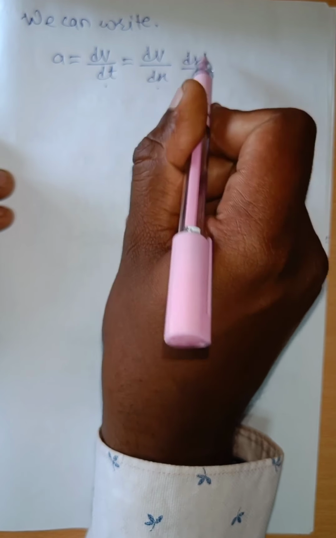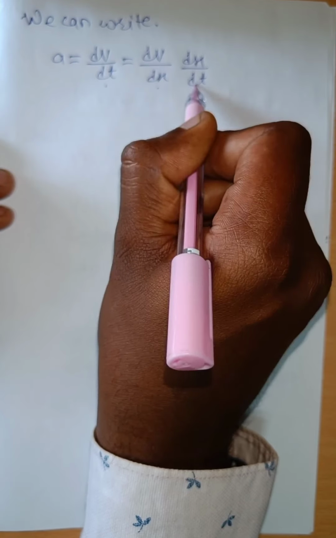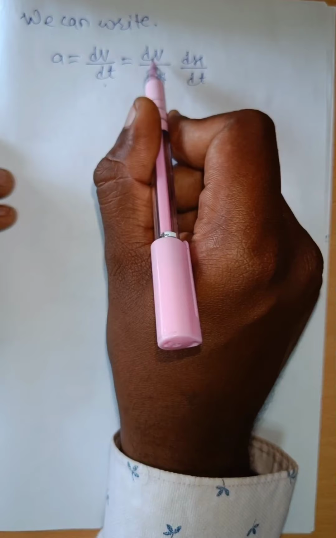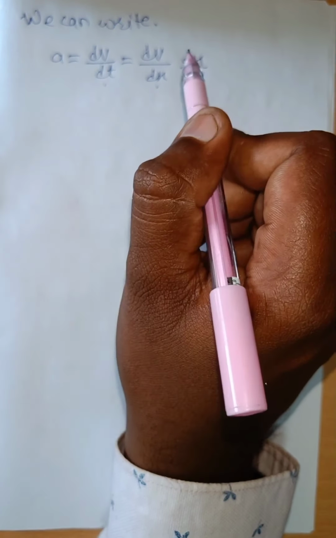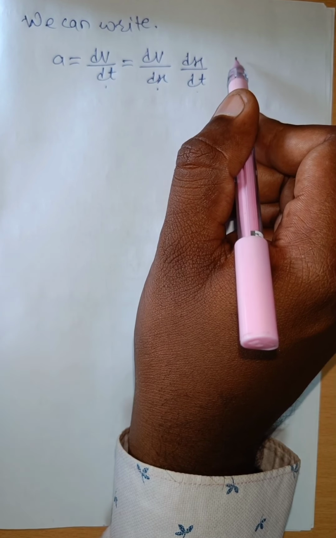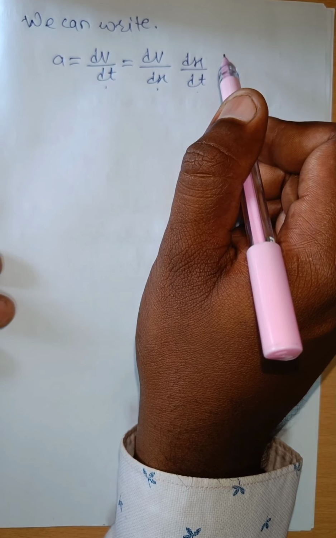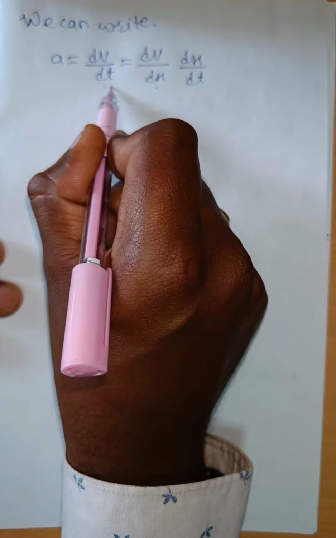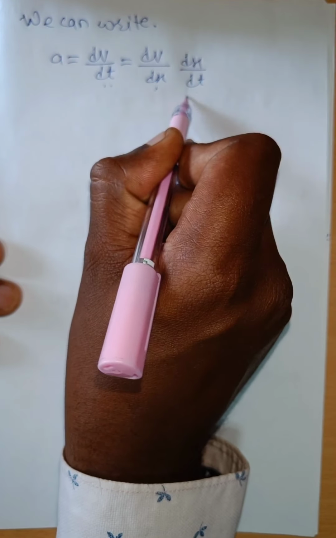Now if we cancel dx, dv by dt means the same quantity. I can multiply and divide by dx, the numerator and denominator both with the same quantity, so there will be no change in that quantity. Therefore, I can write dv by dt as dv by dx into dx by dt.